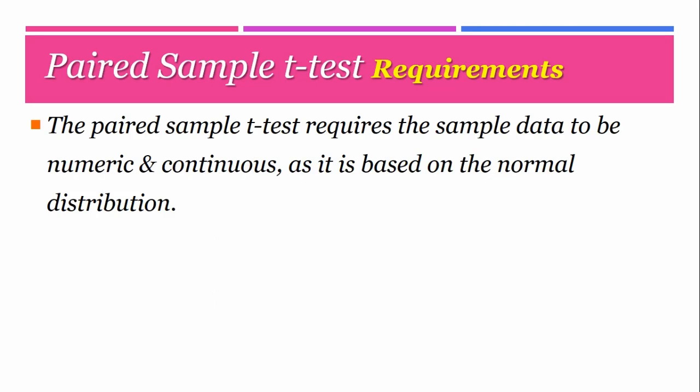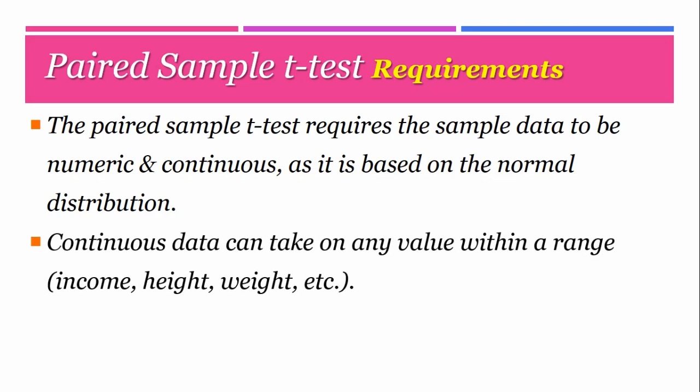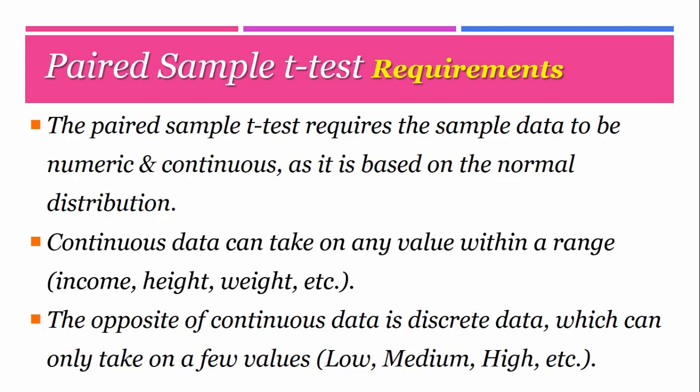The paired t-test requirements are: the paired sample t-test requires the sample data to be numeric and continuous, as we have discussed earlier, as it is based on the normal distribution. Second, continuous data can take on any value within a range, such as income, height, weight, etc. And the opposite of continuous data is discrete data, which can only take on a few values like low, medium, high, etc.